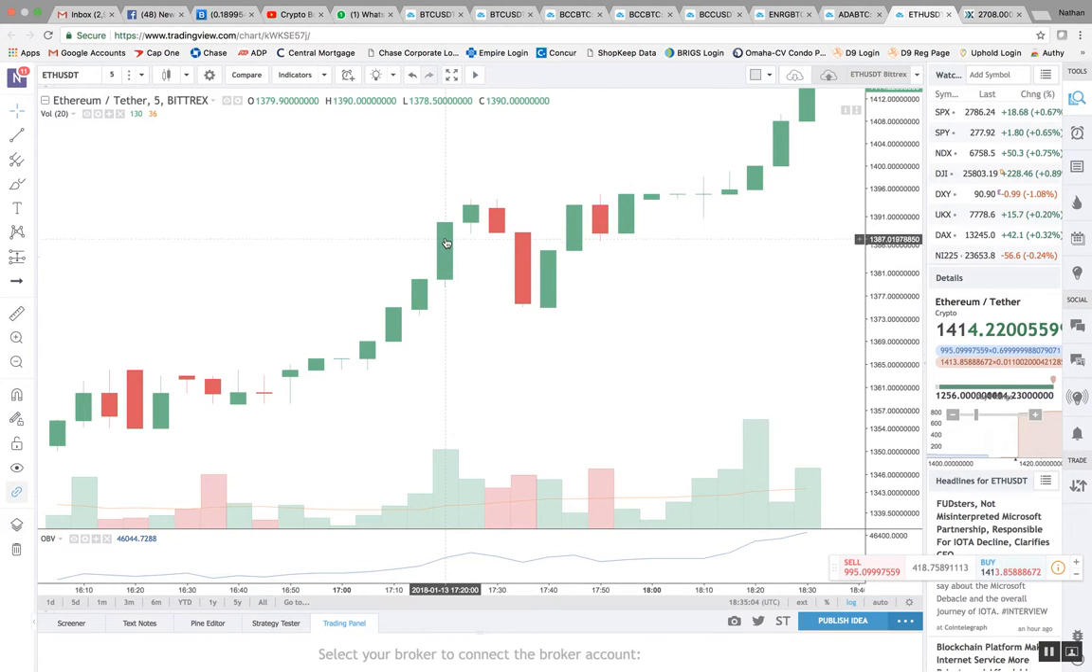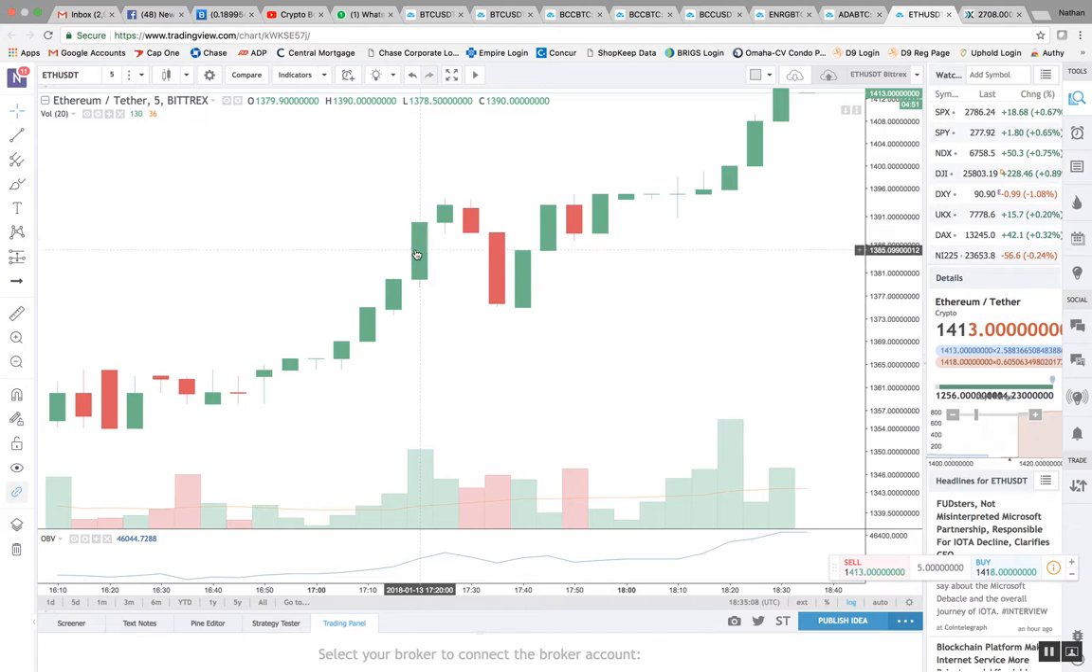So in each 5-minute period, you have the candle body, and then you also have what are called wicks, these lines that are on either side. Some wicks are longer than others. What those wicks tell you is where the price went during that 5-minute period of time.